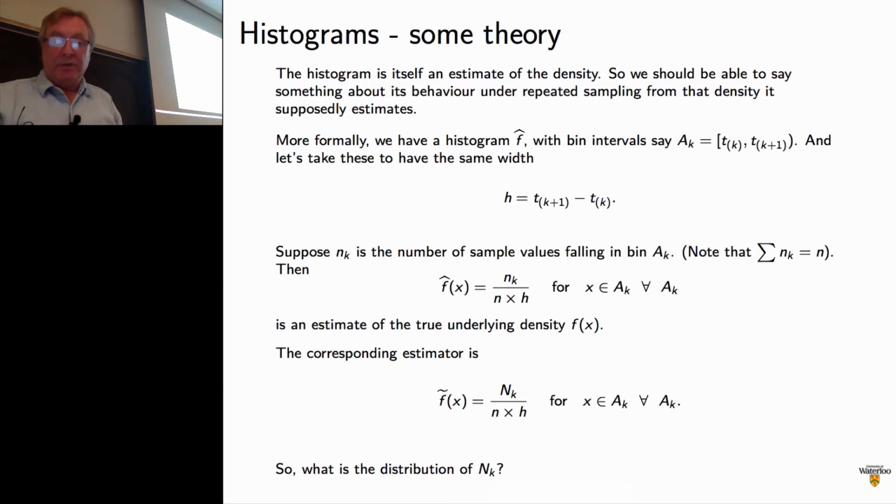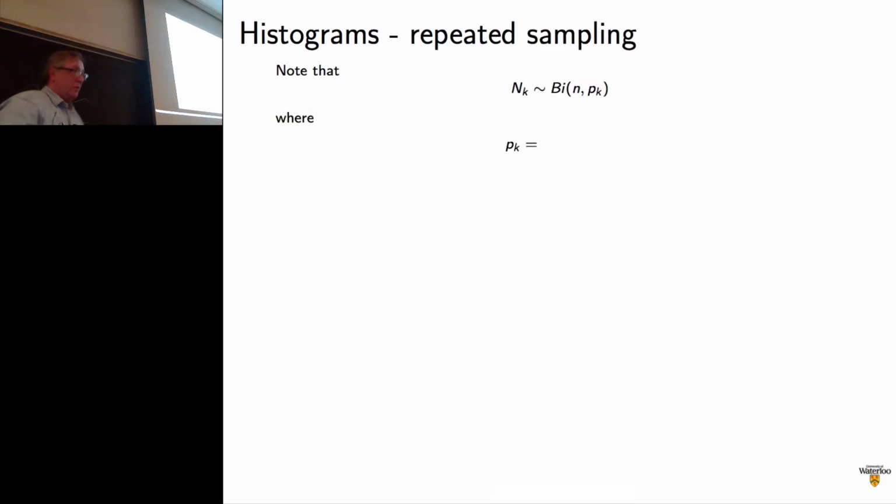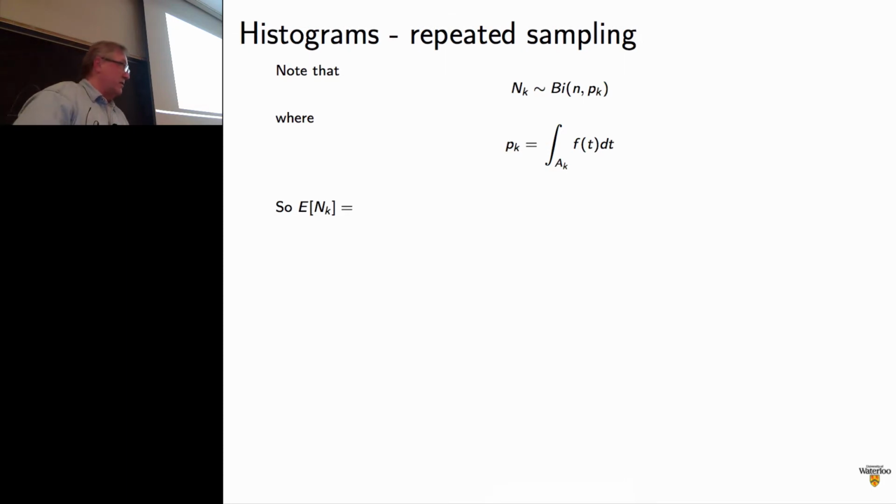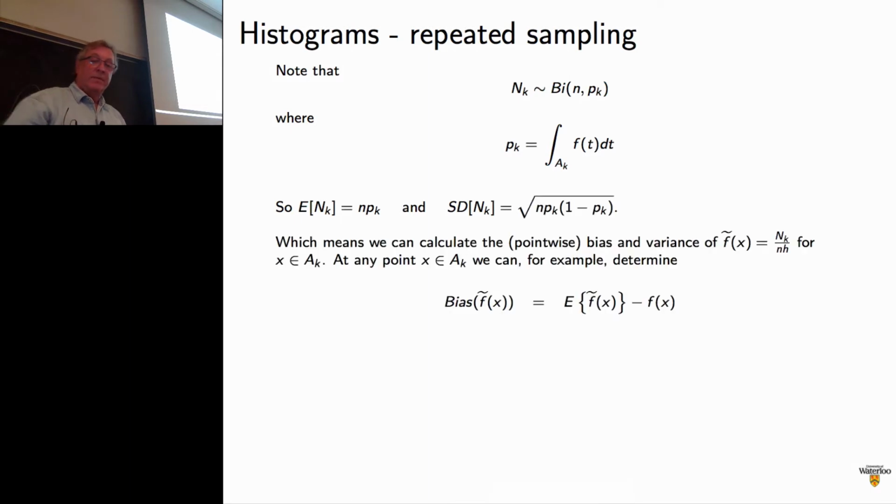So this is going to be a binomial random variable with sample size n, probability pk, and pk has got to be that integral. That means you can get the expectation and the variance of this. What's the expectation of a binomial? np, so that's just going to be npk. What's the variance or standard deviation of a binomial? The standard deviation is going to be the square root of the variance, npk times 1 minus pk.